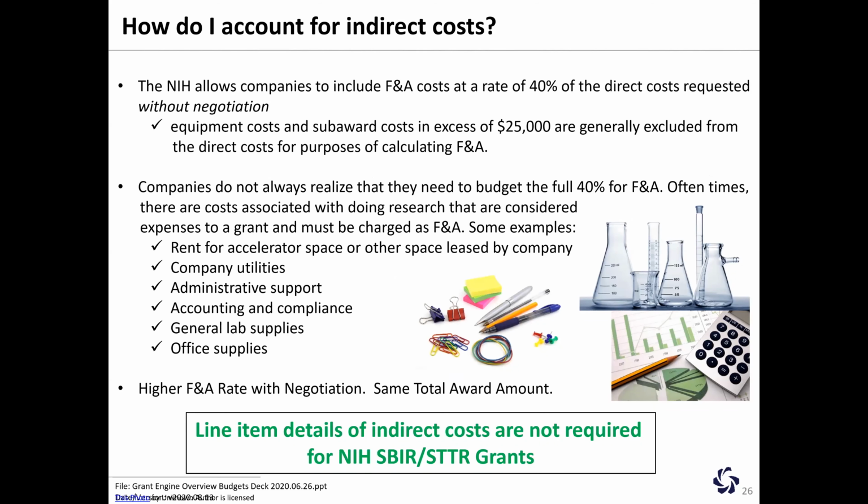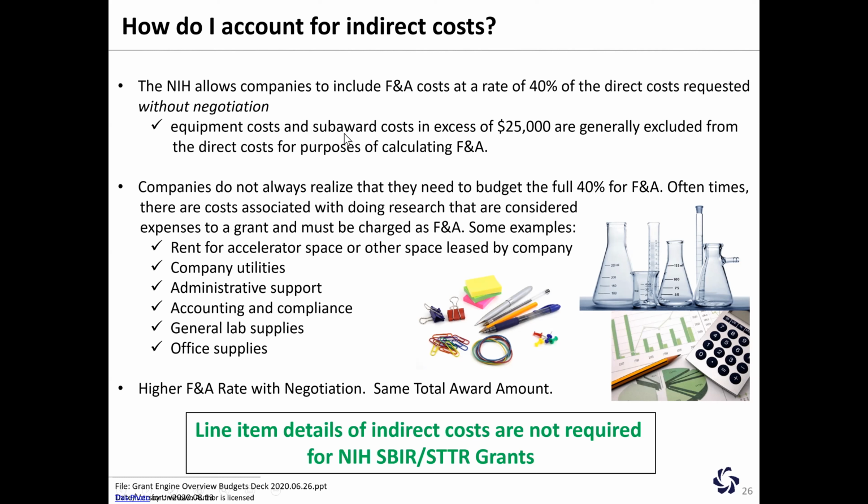We're going over time here, so I want to do this justice. This is going to take a couple minutes, and it's important. So how do you account for indirect costs? The short answer is that the NIH, at least, allows you to include an overhead rate of 40% of the direct cost. That's how you calculate overhead, without negotiating that rate.